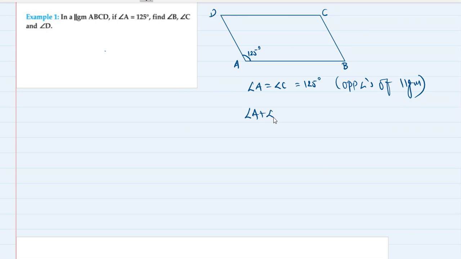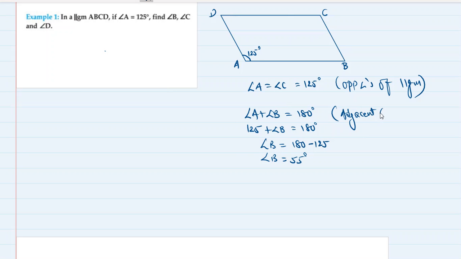Secondly, angle A plus angle B is equal to 180 degrees. So angle A is 125 plus angle B is equal to 180 degrees. So angle B is equal to 180 minus 125. So angle B is equal to 55. Also, the reason we have to mention is adjacent angles of a parallelogram are supplementary.